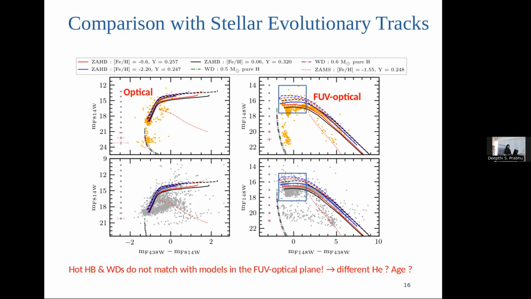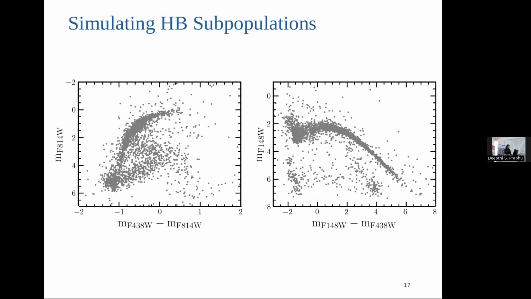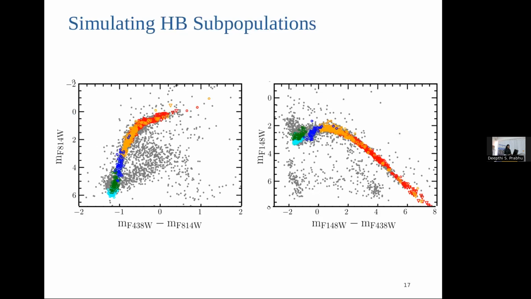So the main finding here is that the hot horizontal branch stars do not match with models in the UV-optical region. So is it because of different helium or different age? We don't know that. So we try to simulate the HB subpopulation using different parameters such as metallicity, helium abundance, and age. So we are able to successfully reproduce the horizontal branch in the UV-optical CMD, and the parameters are as follows.